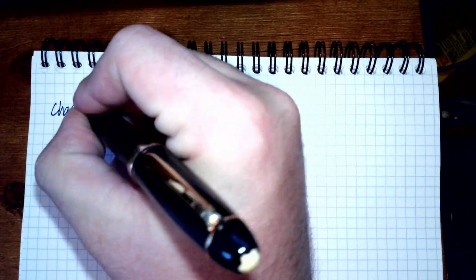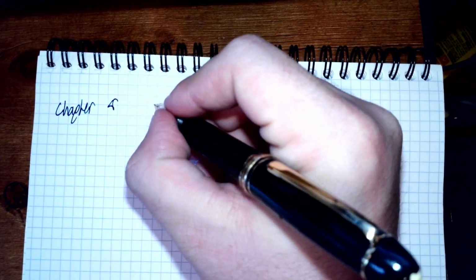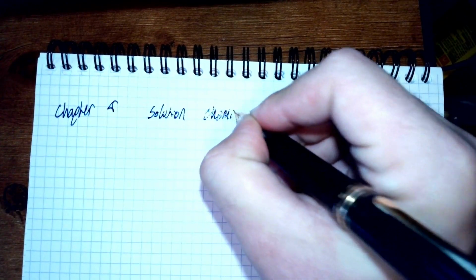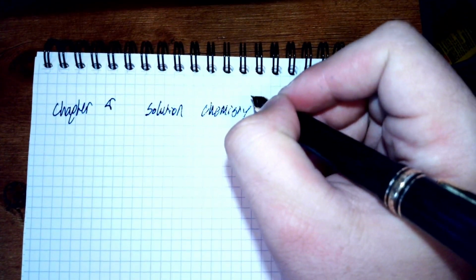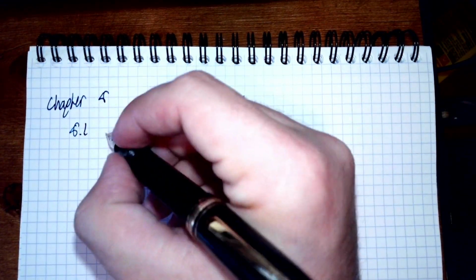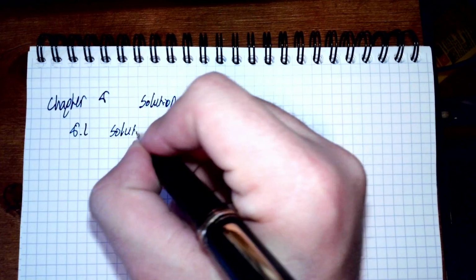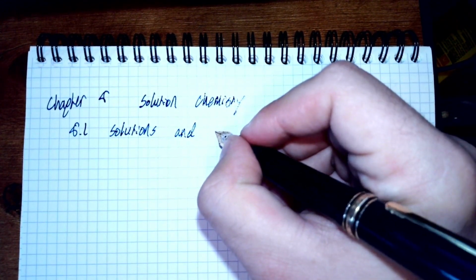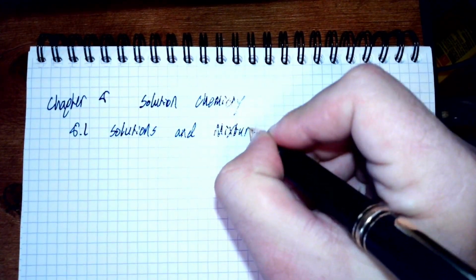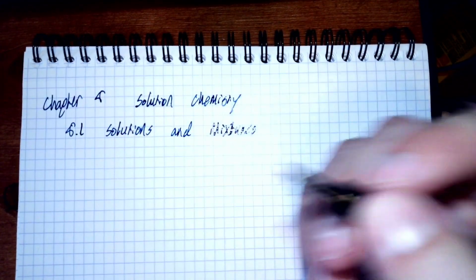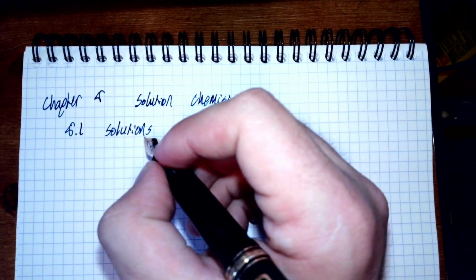This is the start of Chapter 8, which is on solution chemistry. So, Section 8.1, we are comparing solutions and mixtures, and just talking about some general properties of solutions. So basically, how does a mixture differ from a solution?